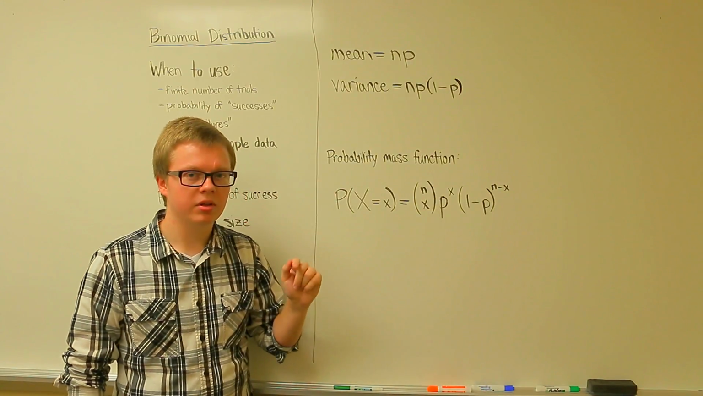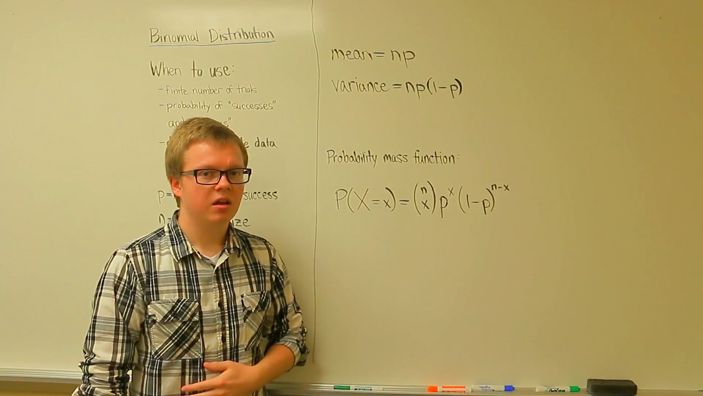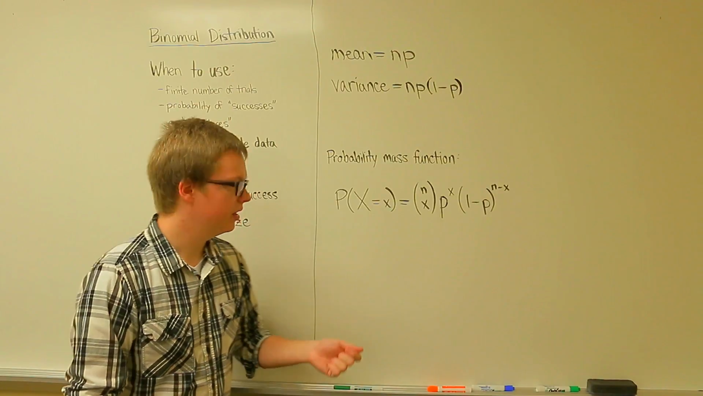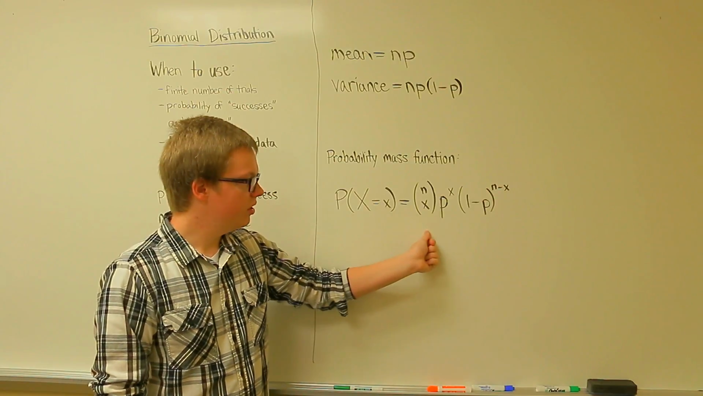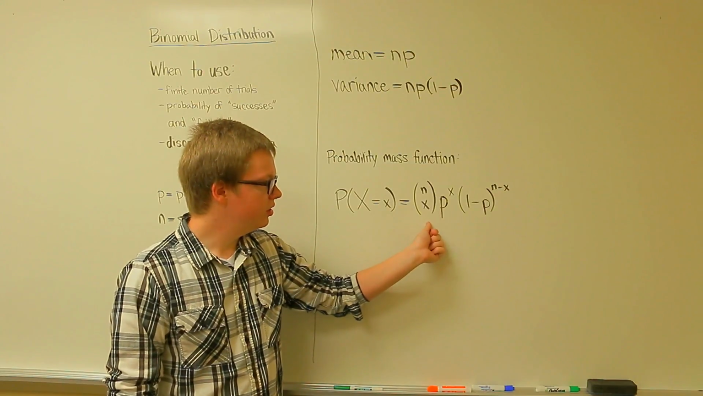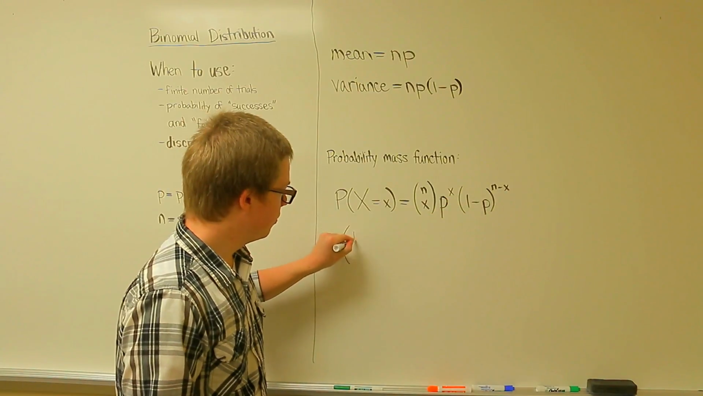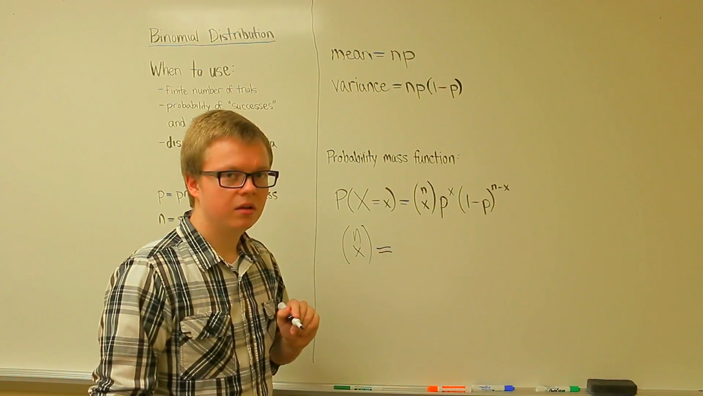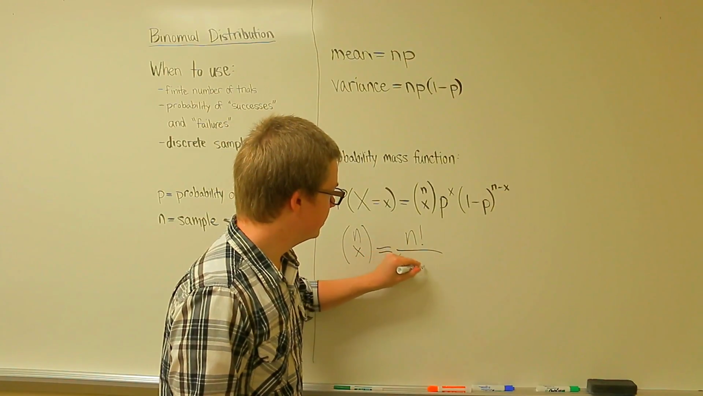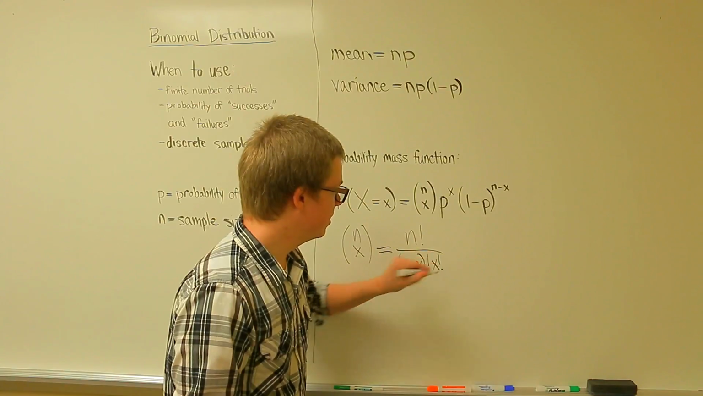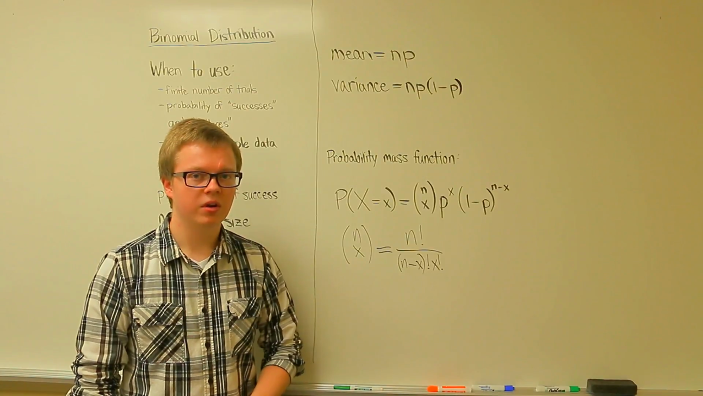And then this is our probability mass function, and you use this when you want to calculate the probability of a certain value in your data. So if x is that value that you want to find the probability for, then you use this formula here: n choose x times p to the power of x, times 1 minus p to the power of n minus x. And remember that n choose x expands out to n factorial divided by n minus x factorial times x factorial. So that's what you use when you want to calculate the probability. And now we're going to do a few examples.